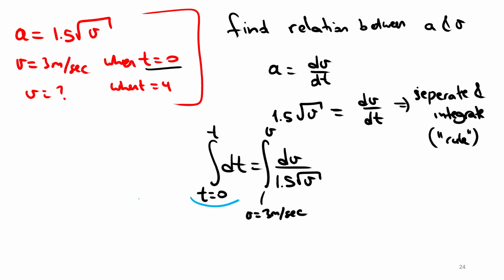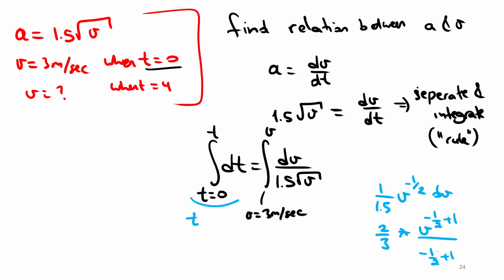The left part is easy, it will be just t. The right hand side will be 1 by 1.5 v to the power of negative half dv. This is very simple, so 1 by 1.5 is 2 by 3, times v to the power of half plus 1, divided by half plus 1.